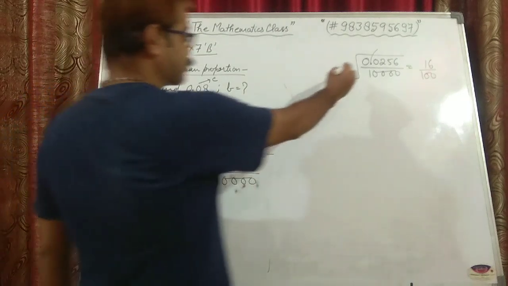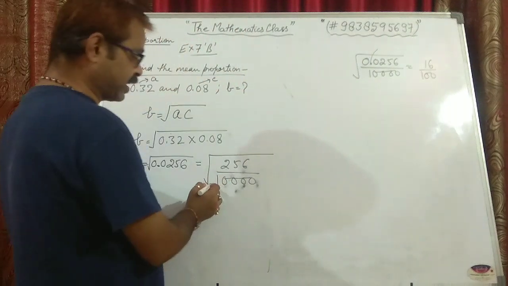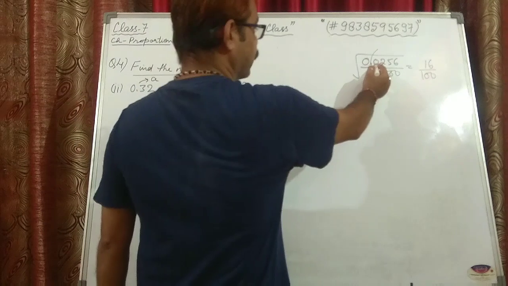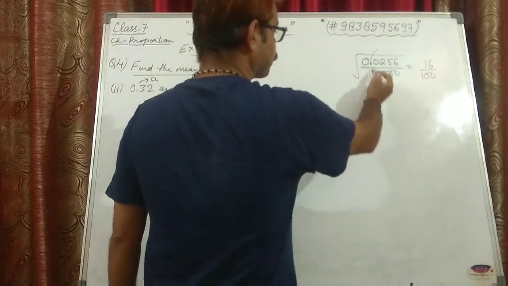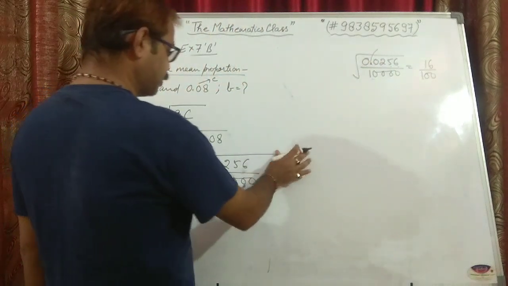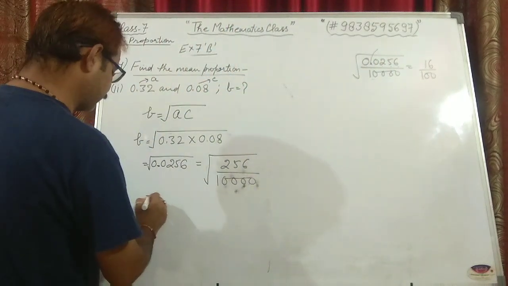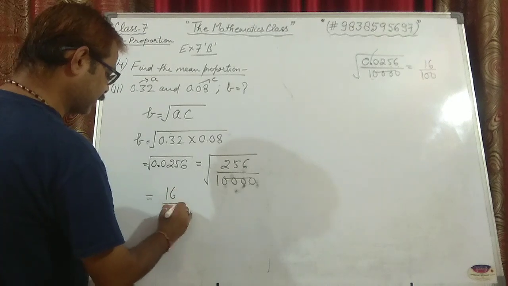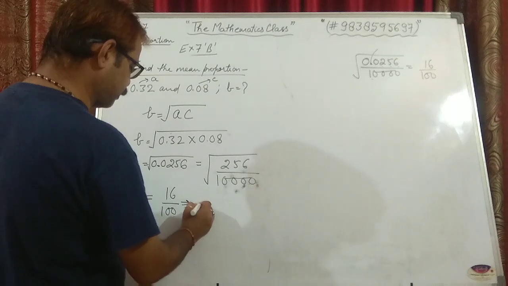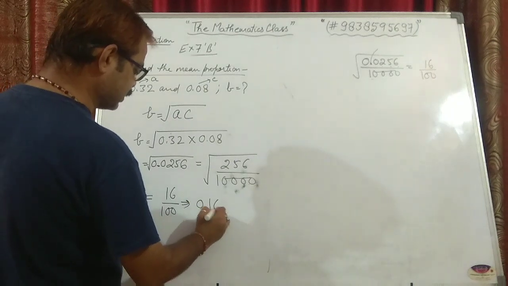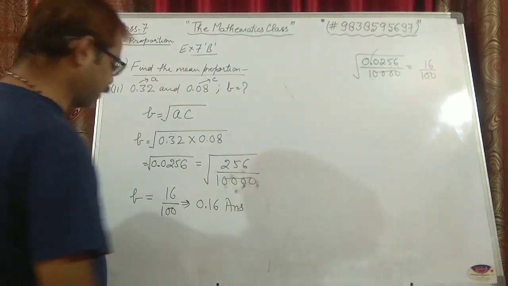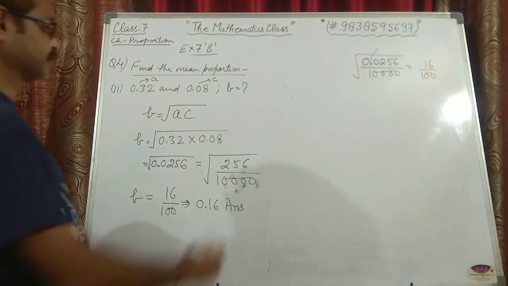10,000. I have shown the working over here, so please don't get confused why there is one more zero. You can see 1, 2, 3, 4 decimals, so 4 zeros, and because of this decimal, this is 1. So when you take the root of this, root of 256 is 16 and 10,000 is 100. When you convert it to the decimal, it will be 0.16, and that is the mean proportion or the final value of this.